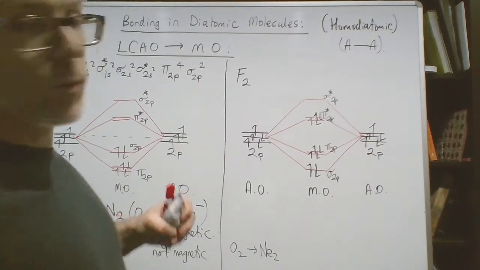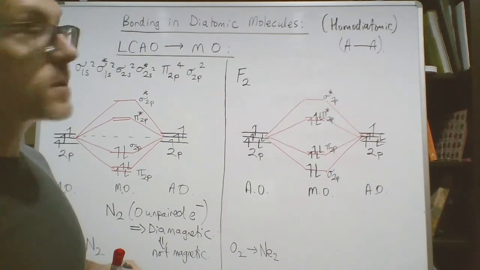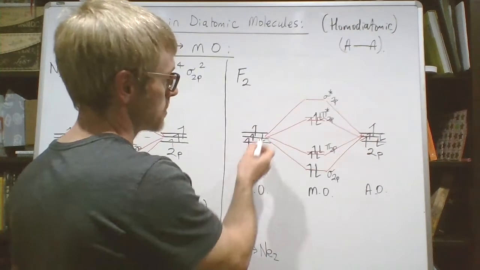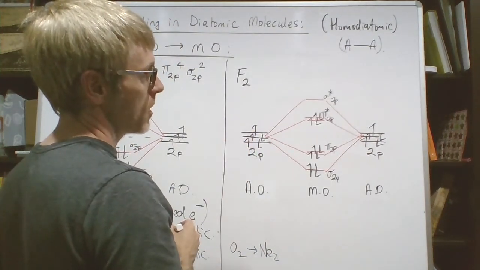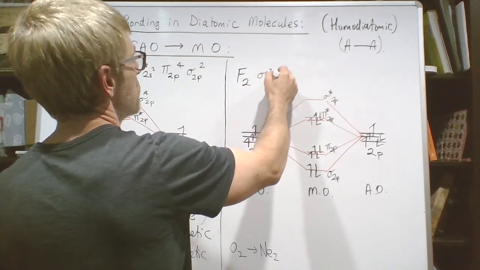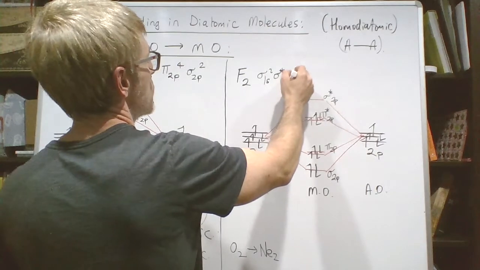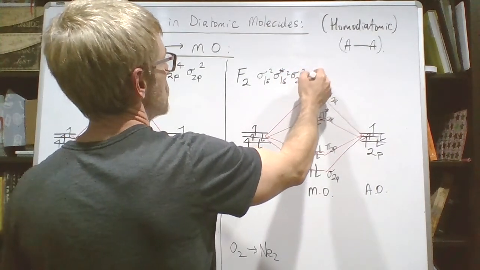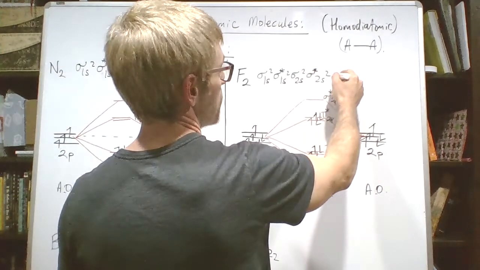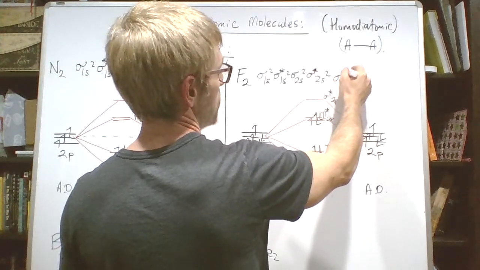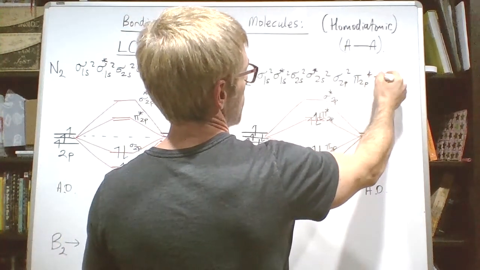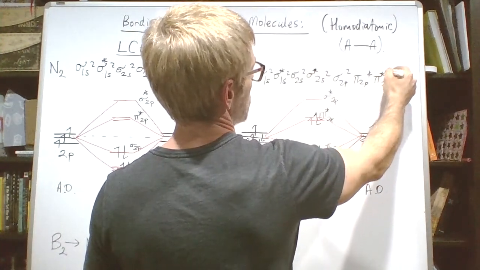Okay, to wrap this up, we've just tipped over the hour, so I'll try and wrap this up in a few minutes. We've got F2. I've added the 2 extra p electrons, so there's 5 p electrons from each contributing F. So we'd have sigma 1s2, sigma star 1s2, sigma 2s2, sigma star 2s2, and then we'd have sigma 2p2, pi 2p4, pi star 2p4.